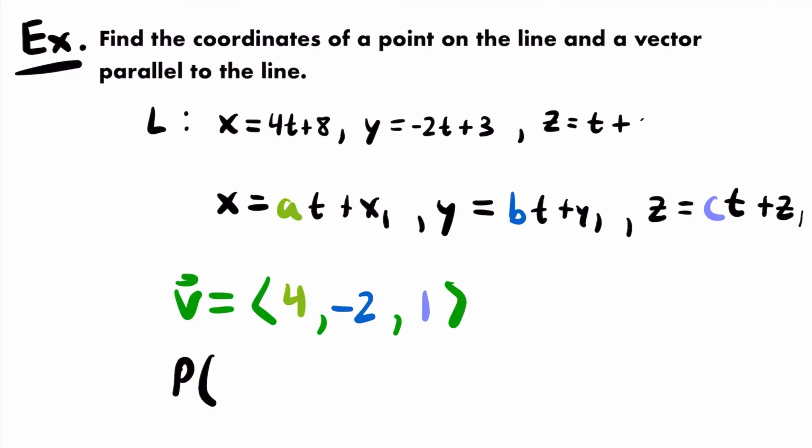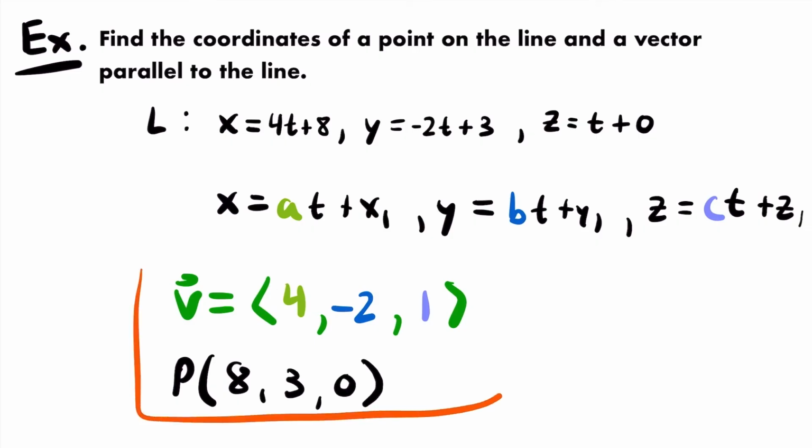You can imagine that we would have plus 0 for that equation. So our point will be 8, 3, 0. And that's it. That is the solution to this example. We just reversed that process that we did in the previous two examples and found a vector parallel to our line and a point on that line using its parametric equations.